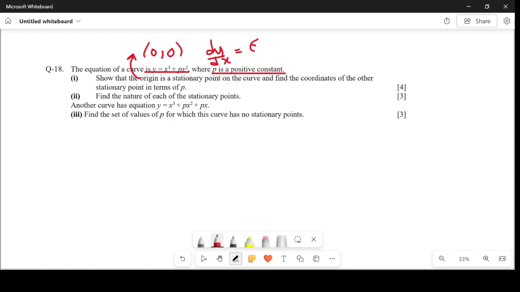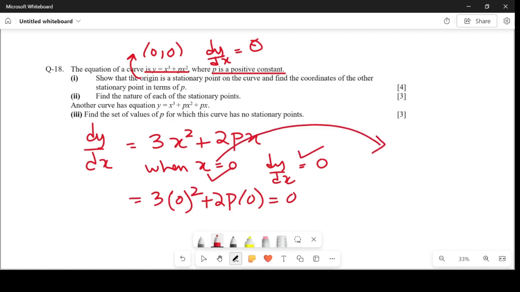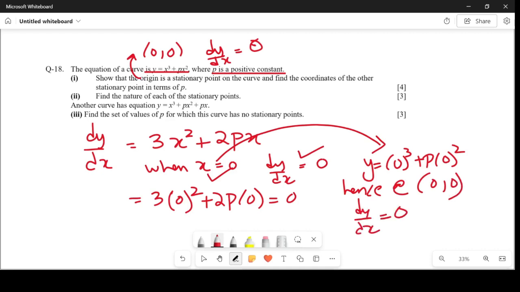Okay, first we have to show that dy by dx is going to be equal to 0 at the origin. So if we find the expression for dy by dx, it's going to be 3x squared plus 2px, and show that when x is equal to 0, dy by dx is also equal to 0. Let's show that. 3 times 0 squared plus 2p times 0 gives 0. So when x is equal to 0, dy by dx equals 0, and also when x is equal to 0, y is also 0, because on the origin dy by dx should be 0. When x is 0, y is 0 cubed plus p times 0 squared, which is 0. So hence at the origin dy by dx is equal to 0.